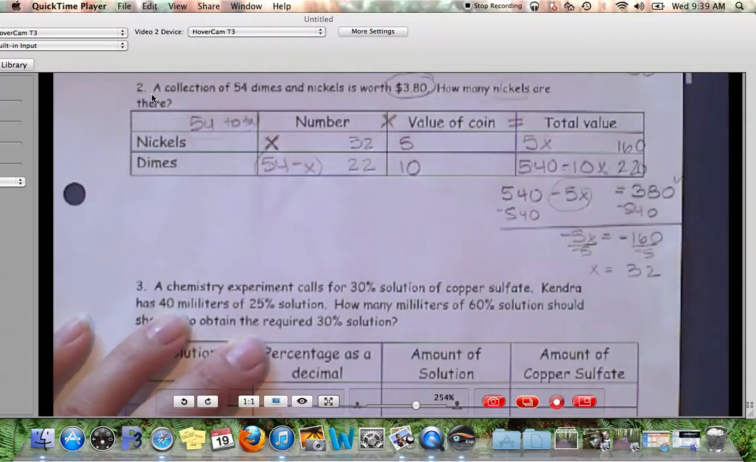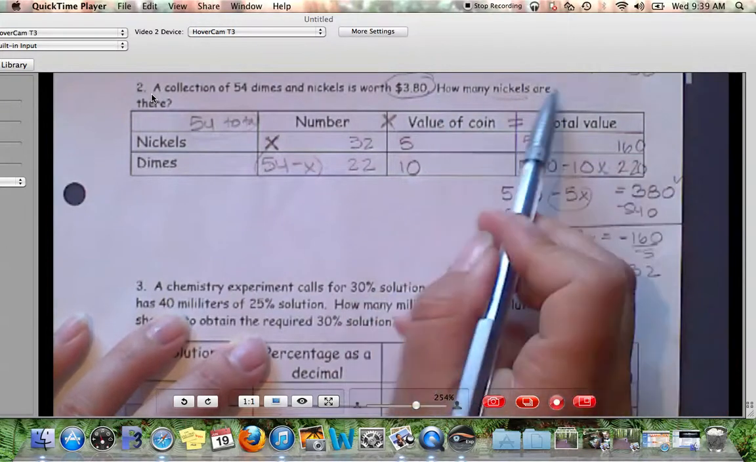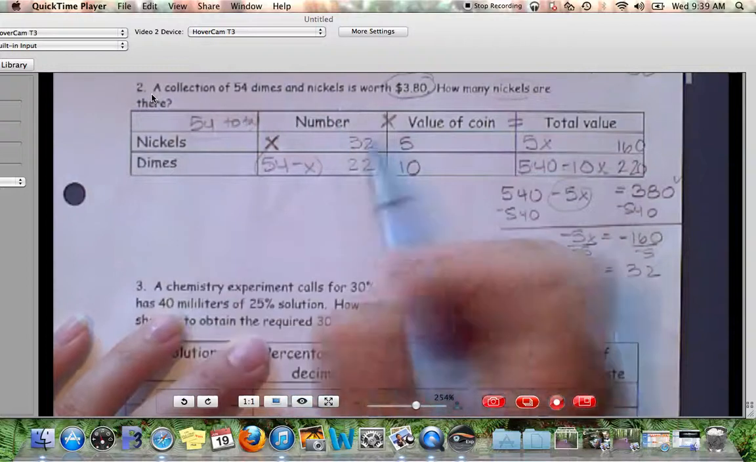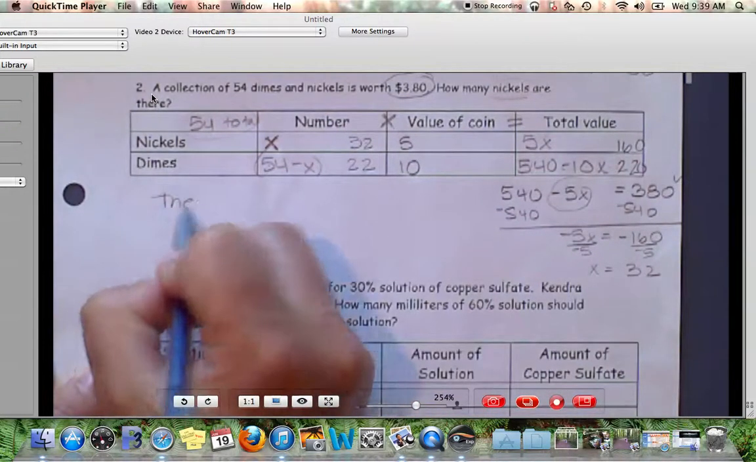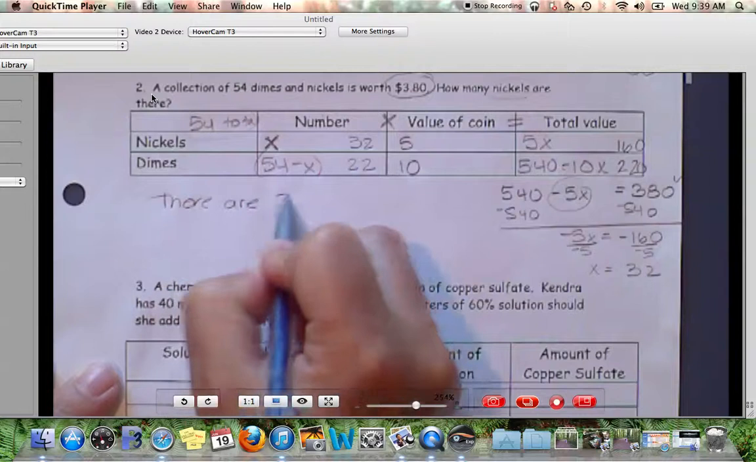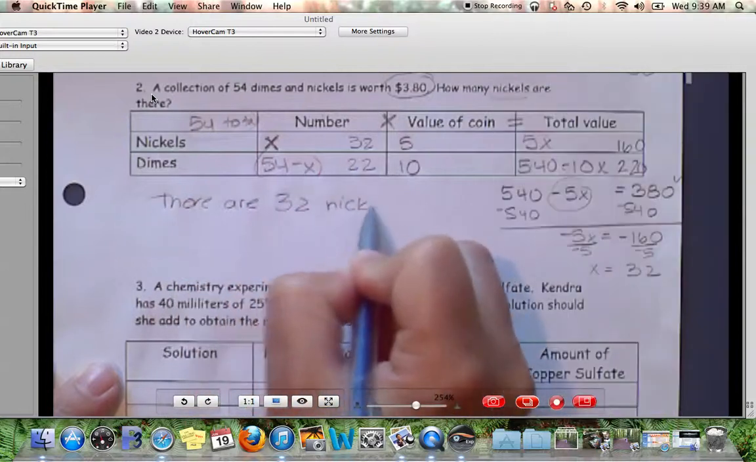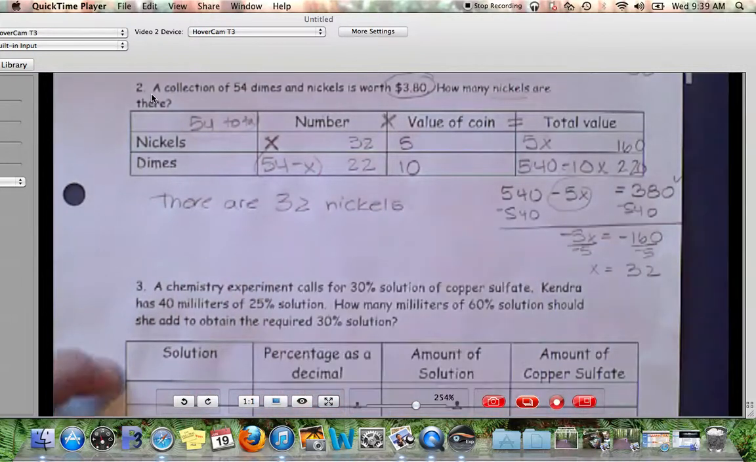It does work. So let's answer the question. How many nickels are there? Number of nickels is 32. There are 32 nickels. Good. How did you do? Did you get it right?